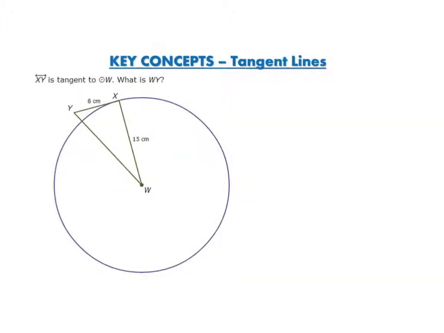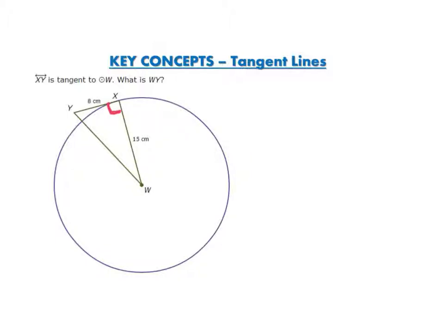The next question says that line XY is tangent to circle W. What is WY, or what is the length of WY? Once again, we know that where the radius meets this at the point of tangency, we have a right triangle. So this is now using the Pythagorean theorem. We have 2 legs, and they want to know the hypotenuse. So we are going to square the legs, add them together, and take the square root.